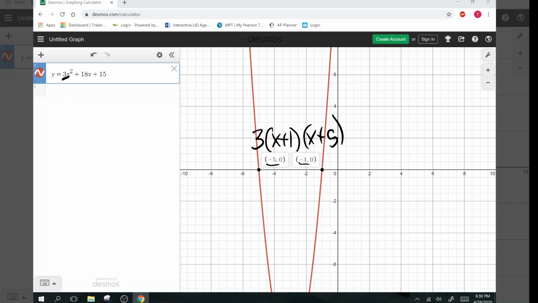So there are actually quite a few different ways to factor, and definitely you can always use graphing to check your work to make sure you factored correctly.